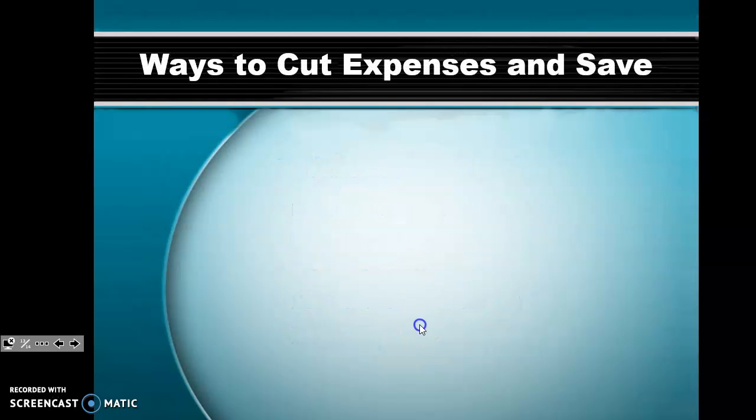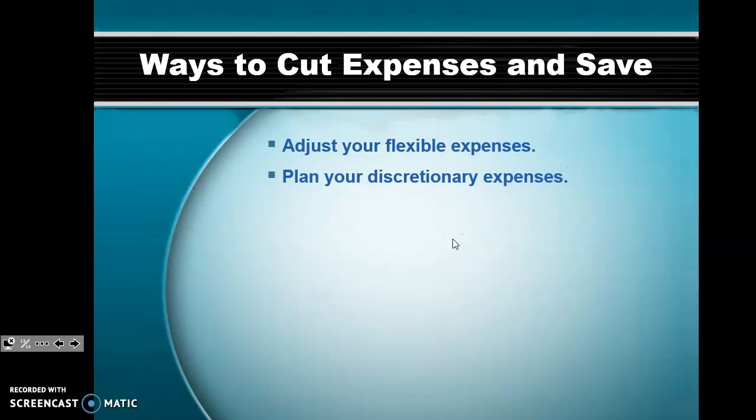So ways to cut expenses and save your money: adjust your flexible expenses. And remember, those are the variable ones, the ones that you know that you have, but you can have some control over, like a power bill, like clothing, things like that you know you have to spend money on, but you can choose what you spend your money on.